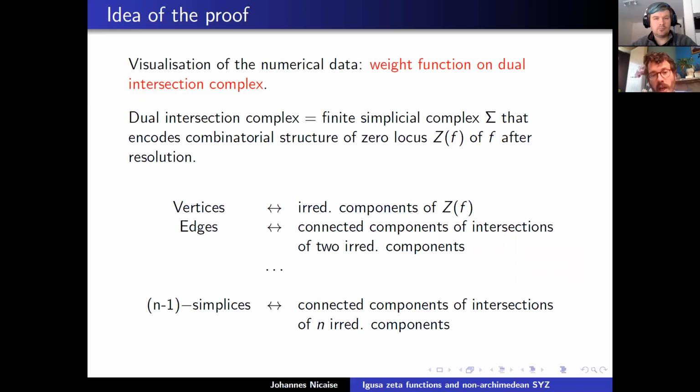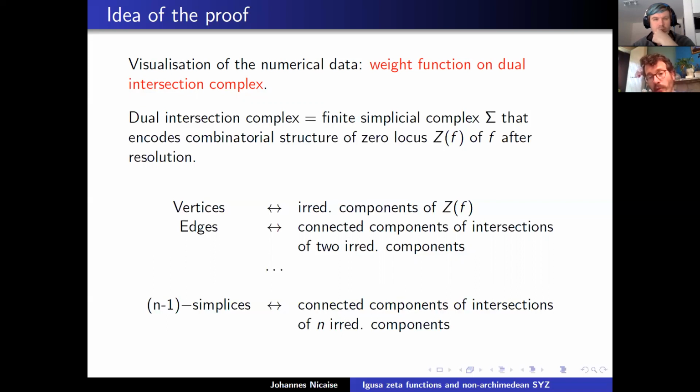So in this case, a dual intersection complex is a finite simplicial complex sigma that encodes the combinatorial structure of the zero locus of f after resolution of singularities. So we pull back the divisor of f to a strict normal crossings divisor on the resolution. And then we build this dual intersection complex to encode how the different components in the resolution intersect each other. By definition, the vertices just correspond to the irreducible components of the strict normal crossings divisor. The edges correspond to connected components of intersections of two irreducible components.